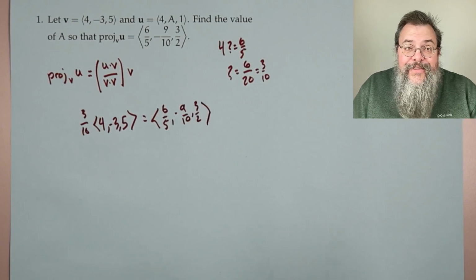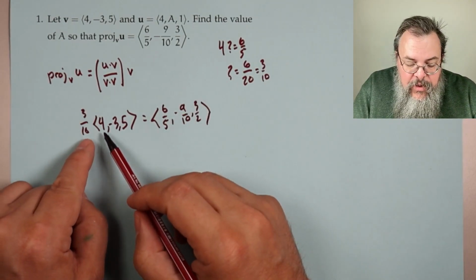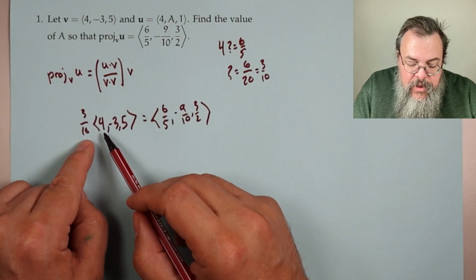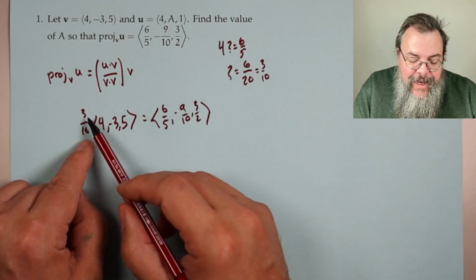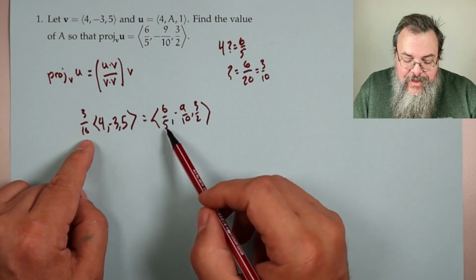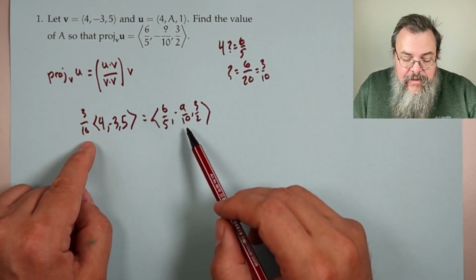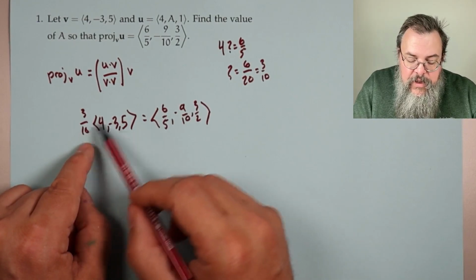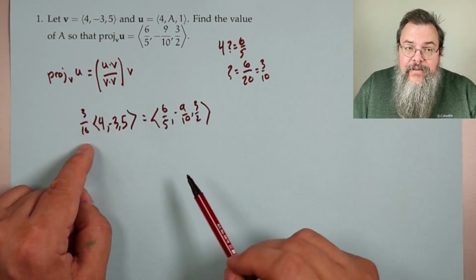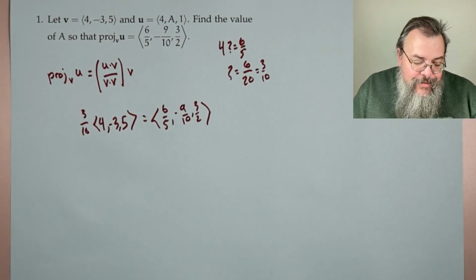Well, let's check this just to make sure we're feeling good about this. So 3/10 times 4, it better give us 6/5. That's what we came up with. And it does. It's 12/10, which is just 6/5. 3/10 times negative 3 is negative 9/10. And then 3/10 times 5, well, the 5 into 10 makes 2, so that's 3/2. Okay, cool.